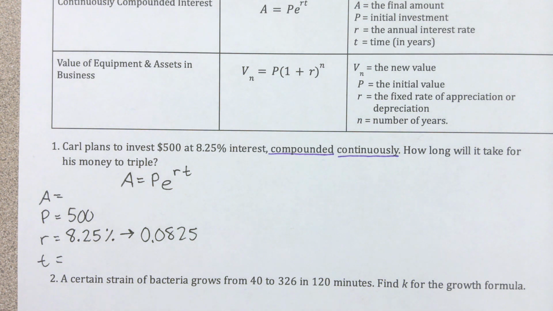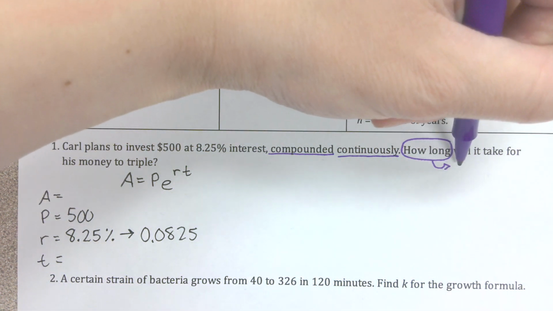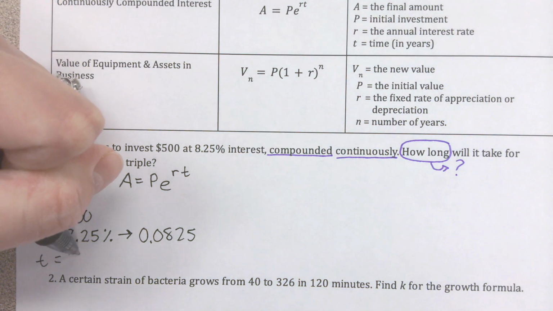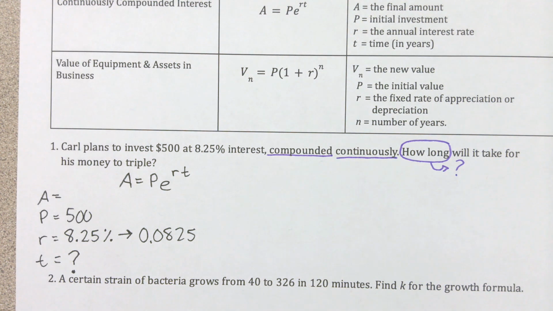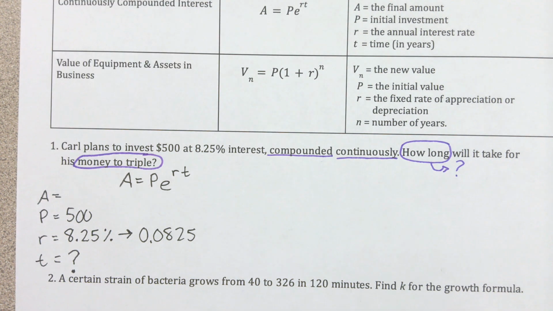Second sentence, how long will it take for his money to triple? So that how long, that's the question that we're answering, so that's T. T is what we're solving for. So T is the unknown. We have to figure out what A is. We have to know what A is to start the problem. That information comes from the very last few words. Money to triple. He wants triple what he started with. So what is A? 1,500.